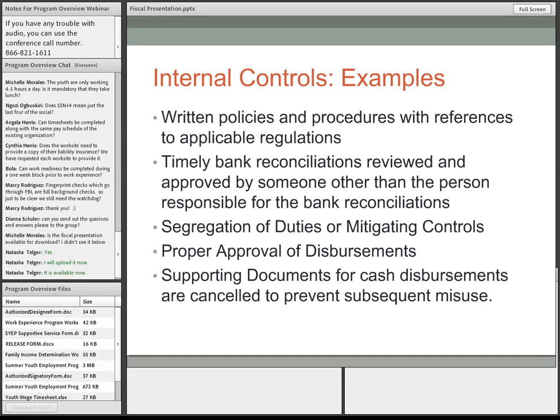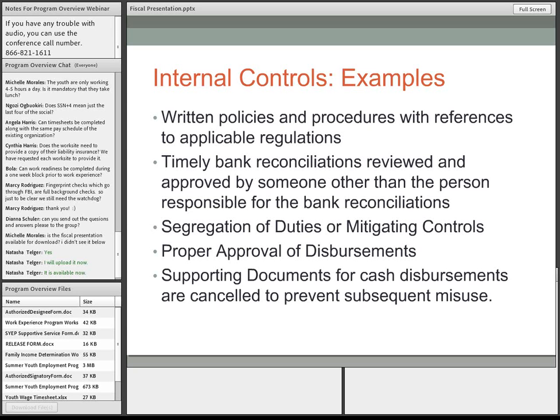You cannot have someone who receives the checks, posts the checks in your accounting system, deposits the checks, and does the bank reconciliation. That person has way too much control over the cash coming in and out of that organization. So you must have some segregation of duties related to cash and approval of expenditures and vouchering and purchases. So just keep that in mind.